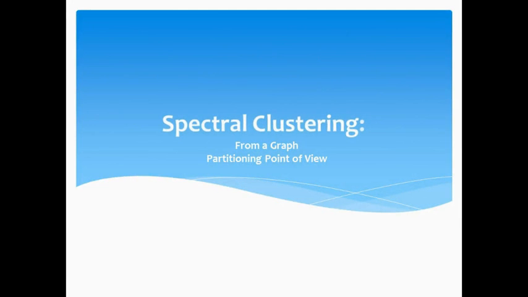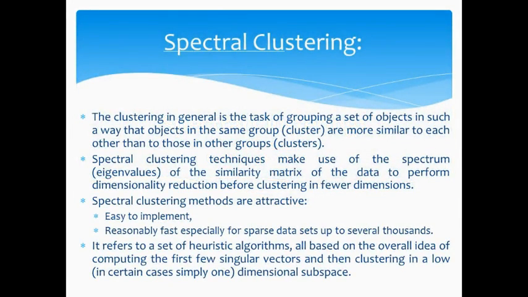The next subsection is about spectral clustering, and we will study this from a graph partitioning point of view. Clustering in general is a task of grouping a set of objects in such a way that the objects in the same group or cluster are much more similar to each other than those in other groups or clusters.